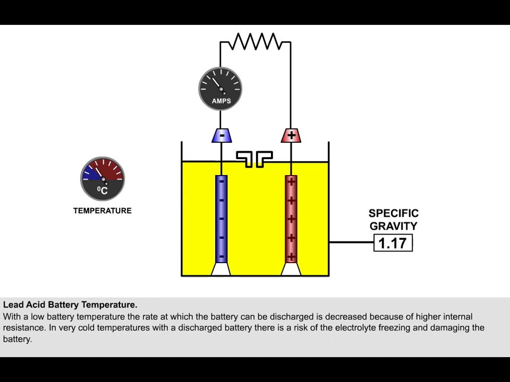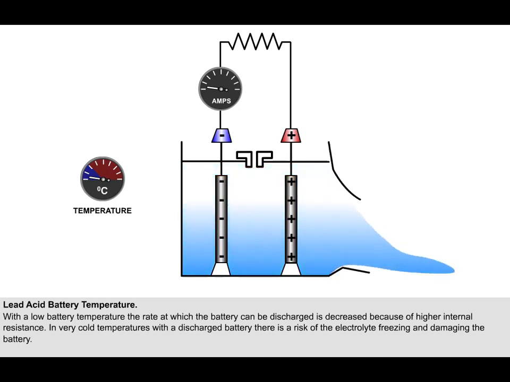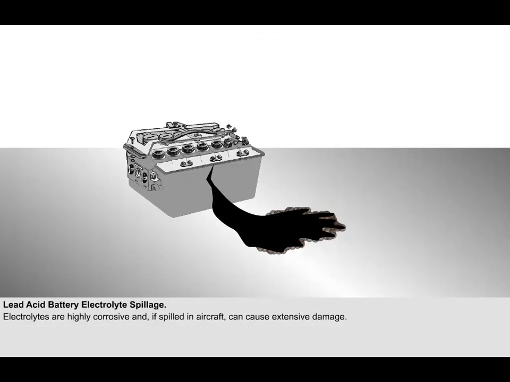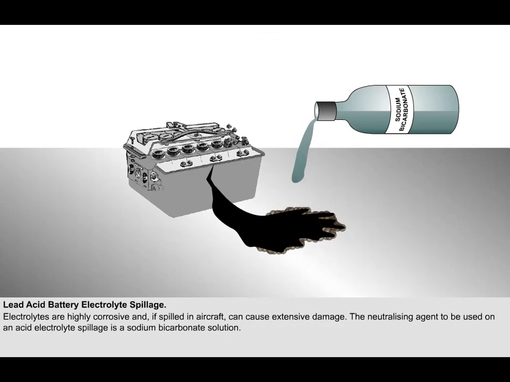As we have already said, when a lead-acid battery discharges, the specific gravity of the electrolyte reduces. This increases the temperature at which the electrolyte will freeze. In very cold temperatures with a discharged battery, there is a risk of the electrolyte freezing and damaging the battery. It is therefore important to maintain the battery in a fully charged state during winter operations. Electrolytes are highly corrosive, and if spilled in aircraft, can cause extensive damage. The neutralizing agent to be used on an acid electrolyte spillage is a sodium bicarbonate solution.